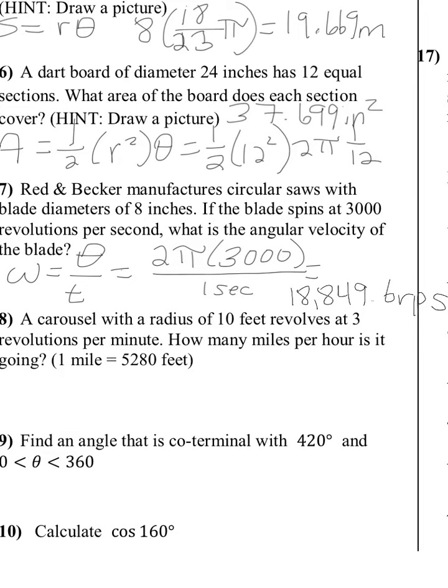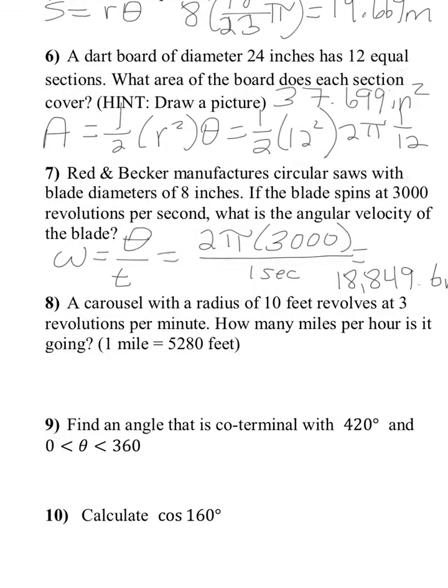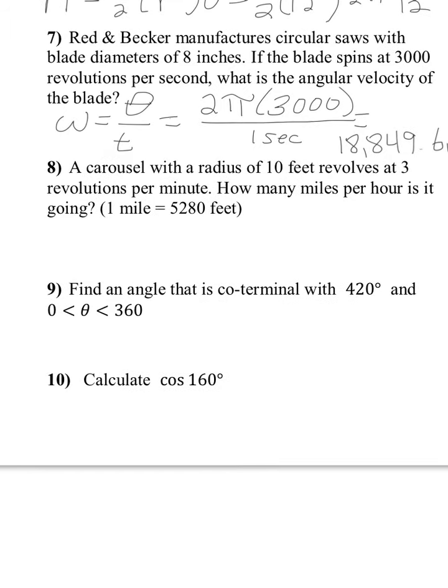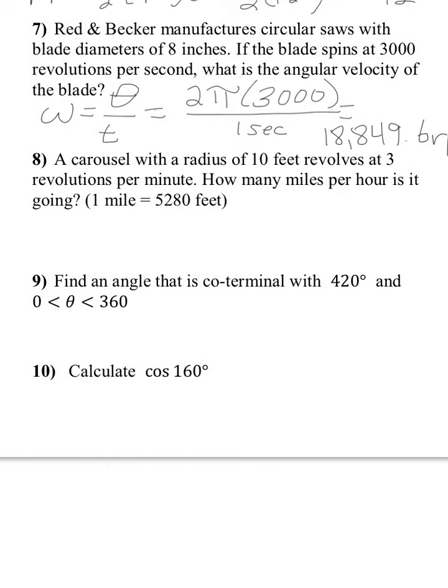Okay. In the next word problem, we are on a carousel with a radius of 10 feet and revolves at 3 revolutions per minute. How many miles per hour is it going? All right, so this is the one that we need to do some conversions. So I'm going to try to write as small as I can here. All right, so first of all, in this case, we want to know our linear velocity because we're talking about miles per hour. So for miles per hour, that's going to be linear.